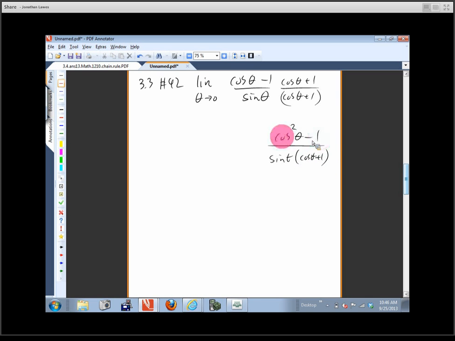What is this right here? That's going to be a sine squared, right? Or is it a negative sine squared? It's a negative sine squared. So this would be negative sine squared theta over the sine of theta, and then I have a cosine of theta plus 1, and I can cancel this one with that one. So that's gone and that's gone. So here's what I've got: negative sine of theta over cosine of theta plus 1.